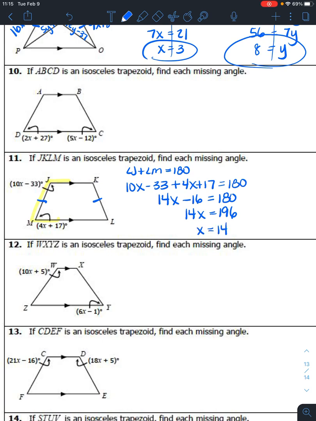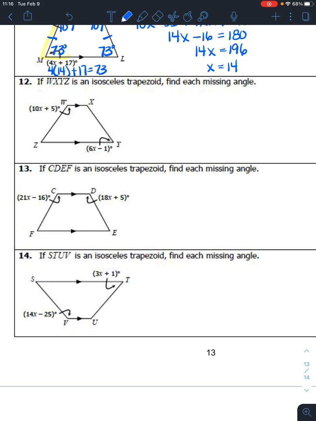And it says to find each missing angle. So now that we know what x is, we can say, okay, well, 4 times 14 plus 17. So 4 times 14 plus 17 is 73. So that means this angle is 73. That means this angle is 73. And then we can do 10 times 14, which is 140, minus 33 is 107. And then this angle is 107. So all of our angles have been found, and those are all in degrees.